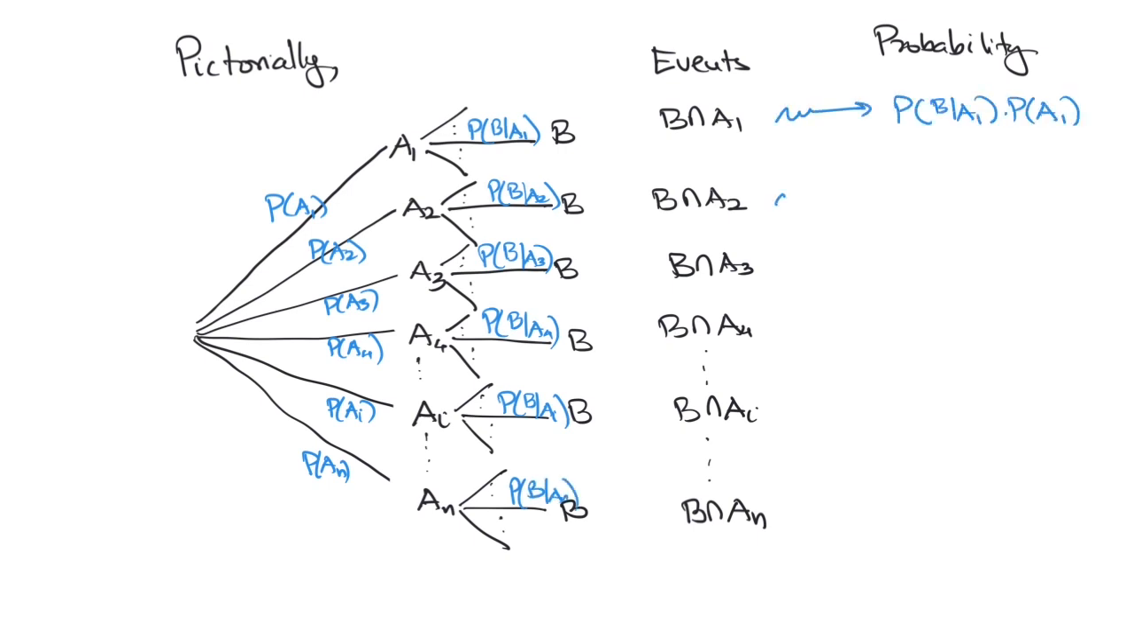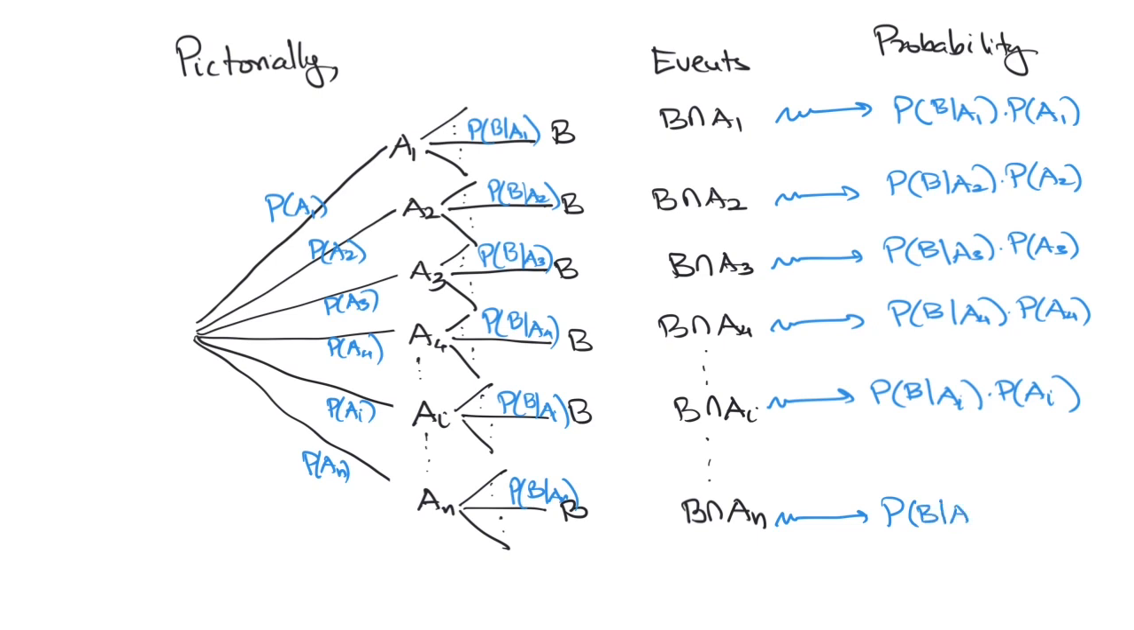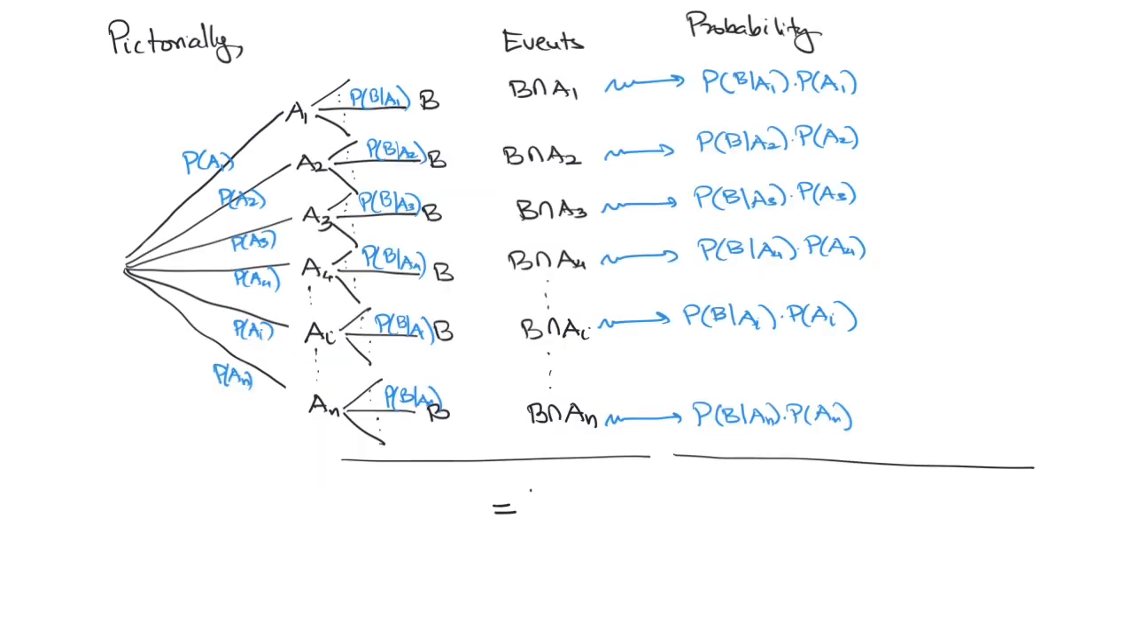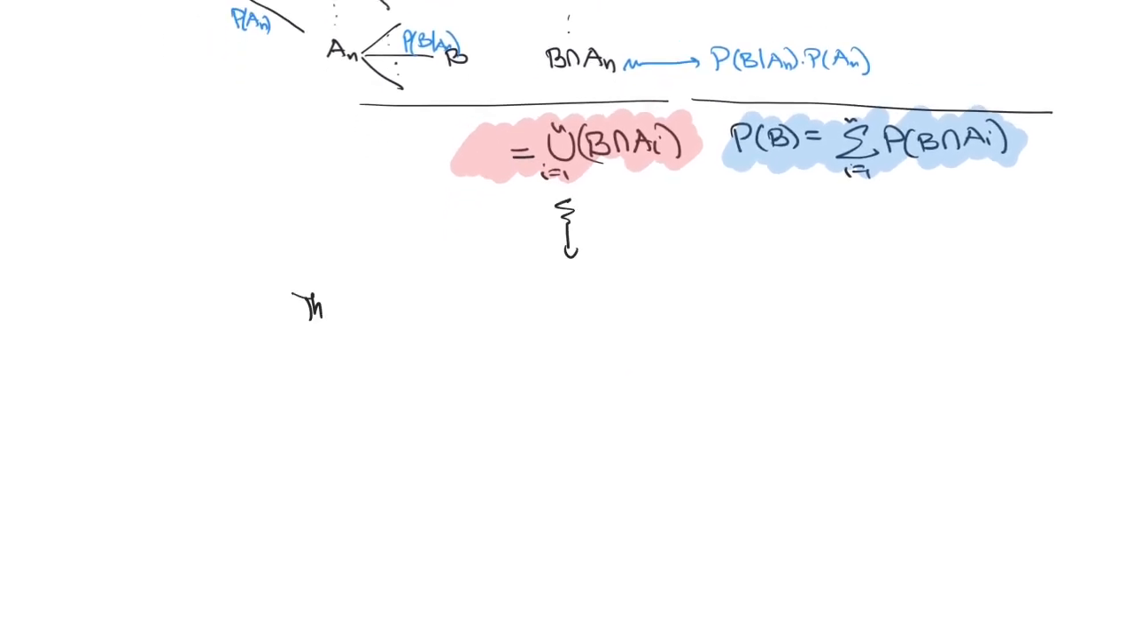Okay. Now, given an event B intersect Ai, the probabilities for each of these can be calculated using the multiplication principle as the probability of B given Ai times the probability of Ai. We can notice that if we take the union along these columns, we will get all of B. And if we take the sum along the probability column, we will get the probability of B.